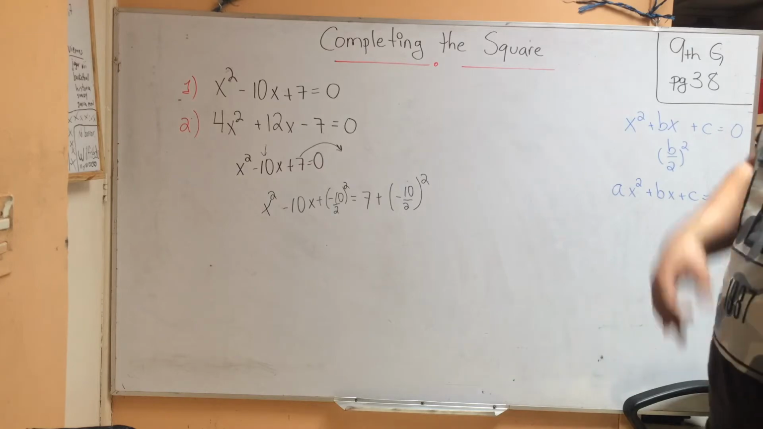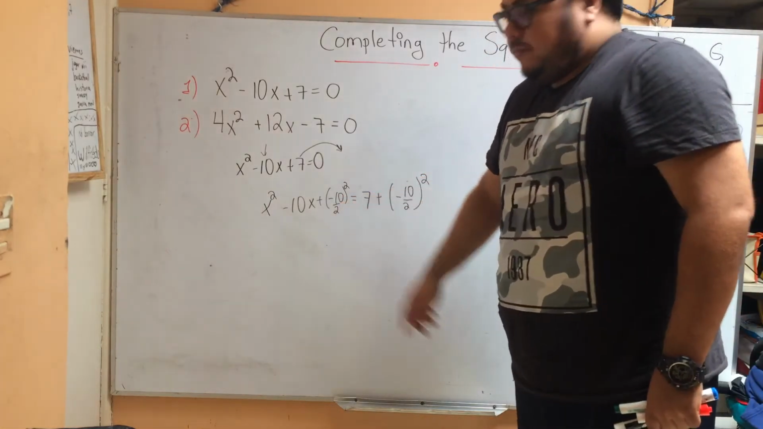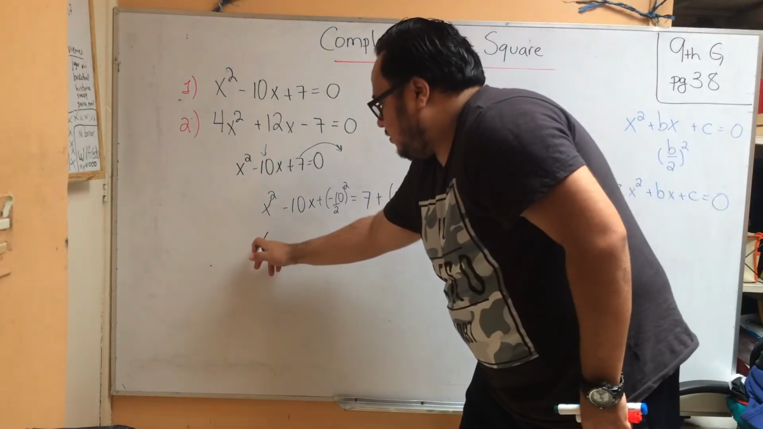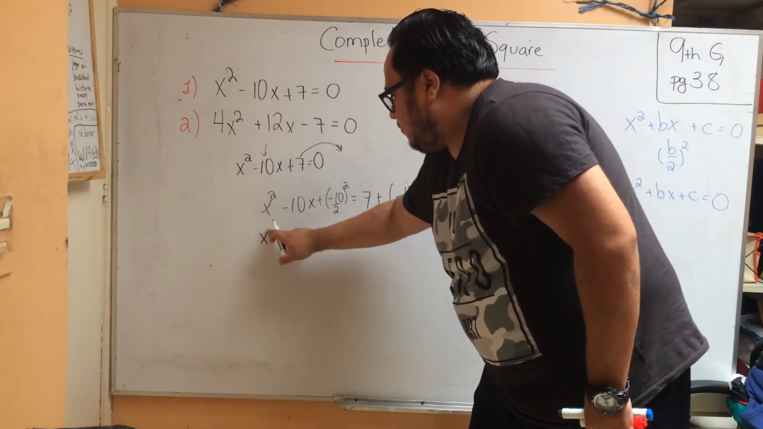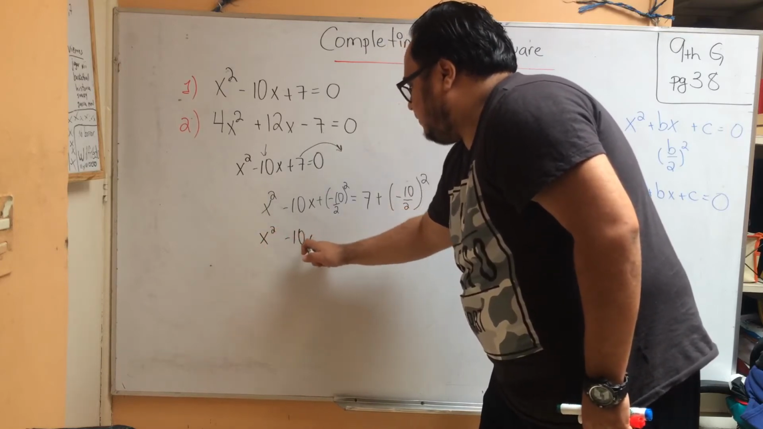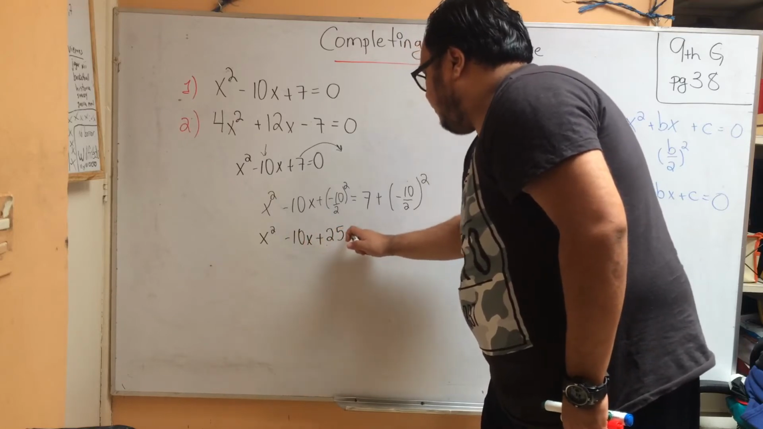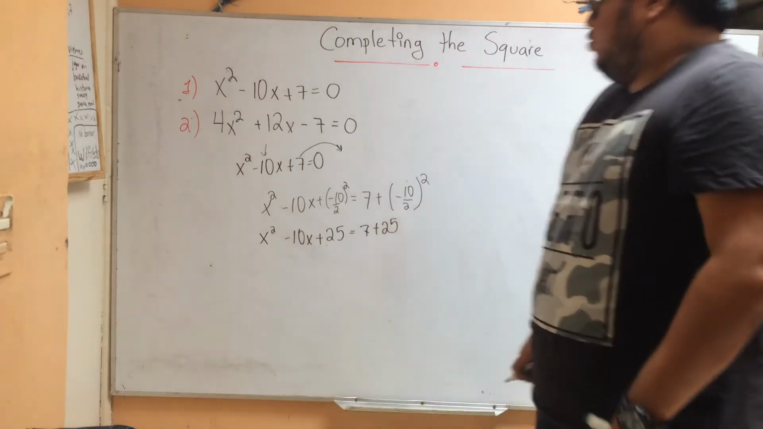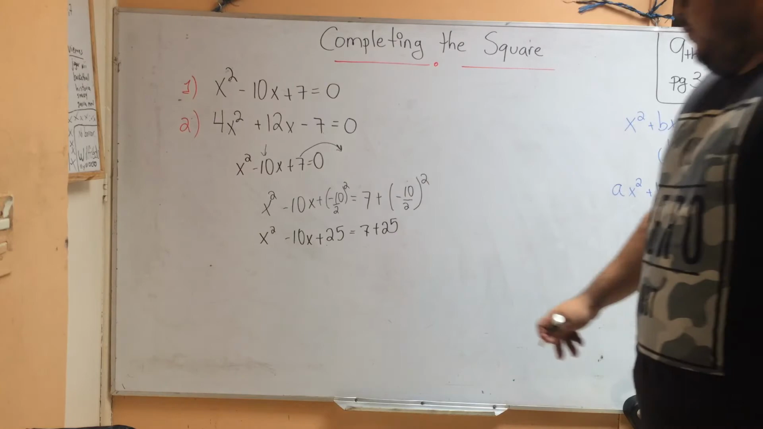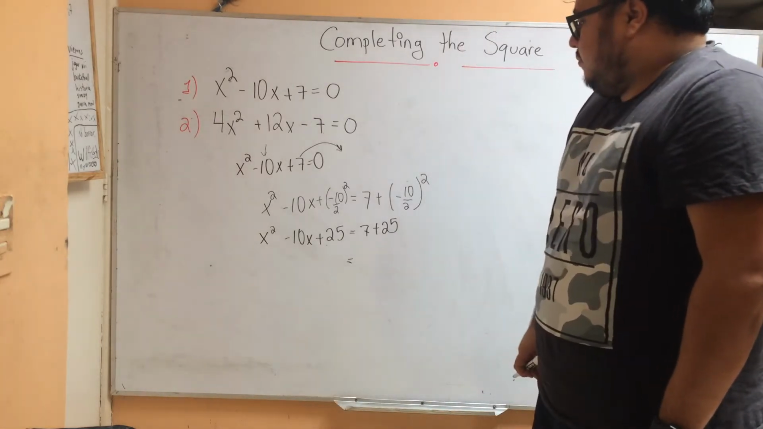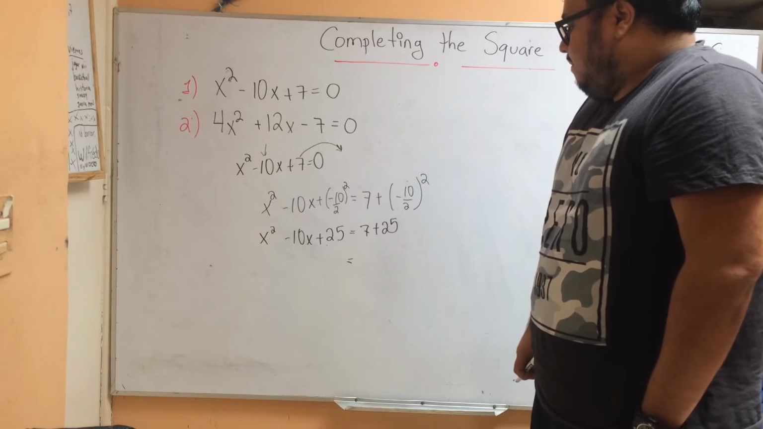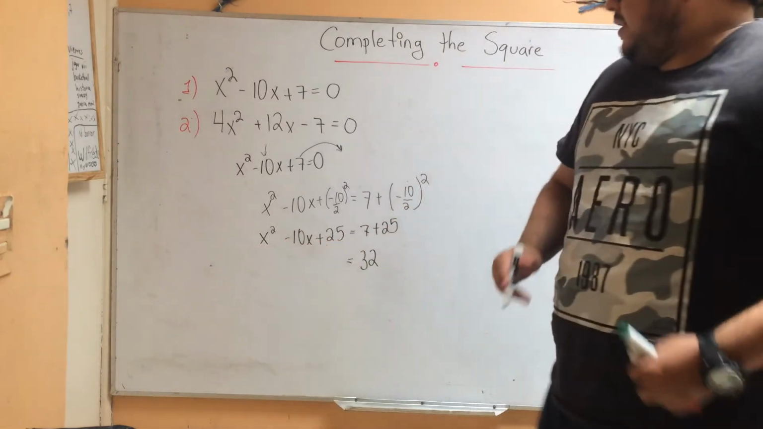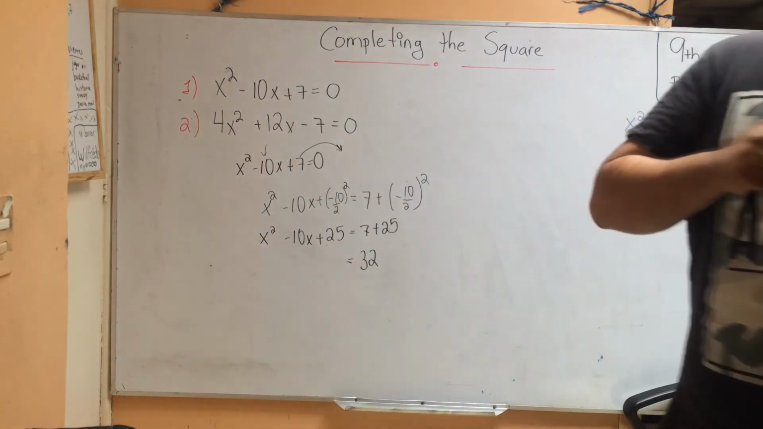So let's put this into practice. Minus 10 divided by 2 is minus 5, and minus 5 squared is 25. So we have x squared minus 10x plus 25 equals 7, and we already know that this is 25, so plus 25. On this side, we know that 7 plus 25 is going to be 32. And then we have x squared minus 10x plus 25.